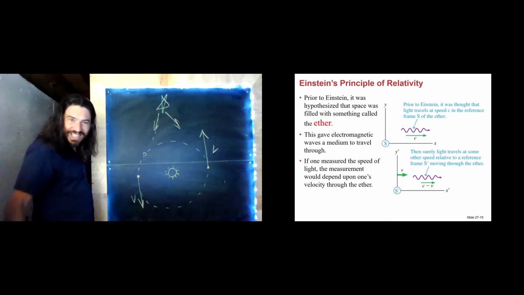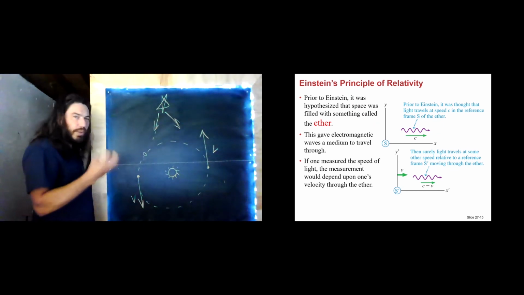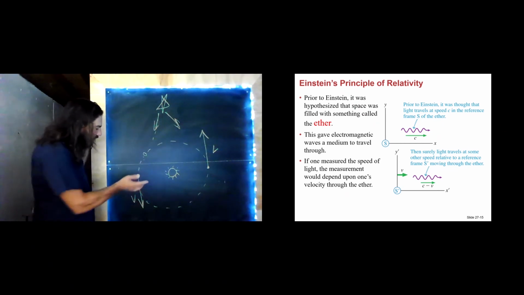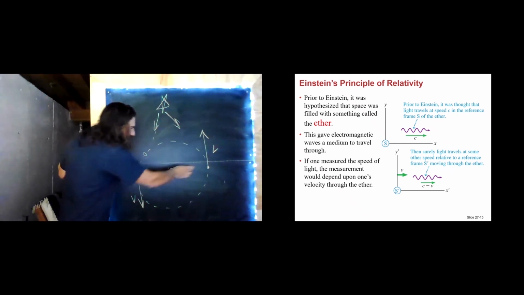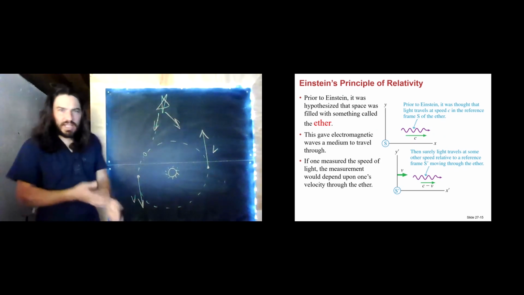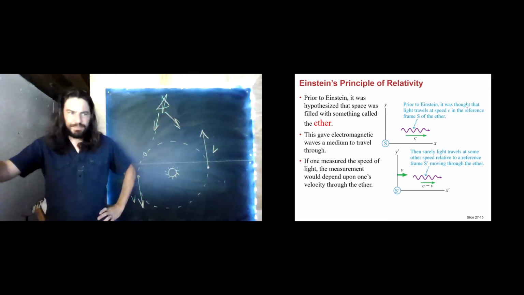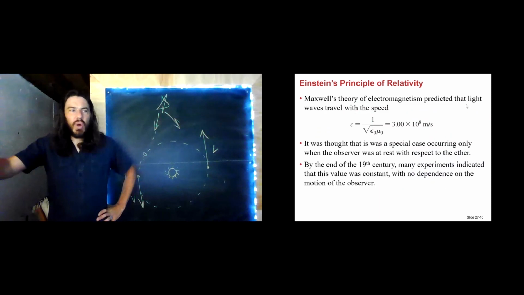But guess what? They didn't. And so people got real good at measuring this, and they found they got the same value here as they did here, which was really puzzling. That was really, really puzzling to people.